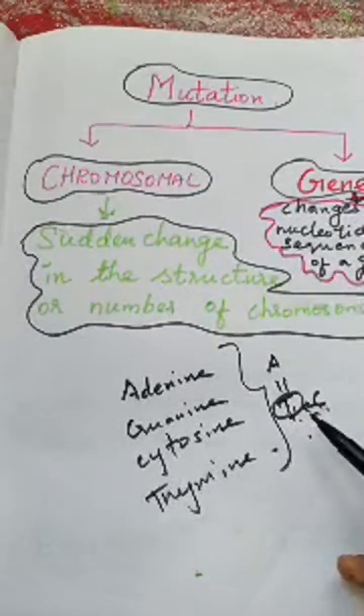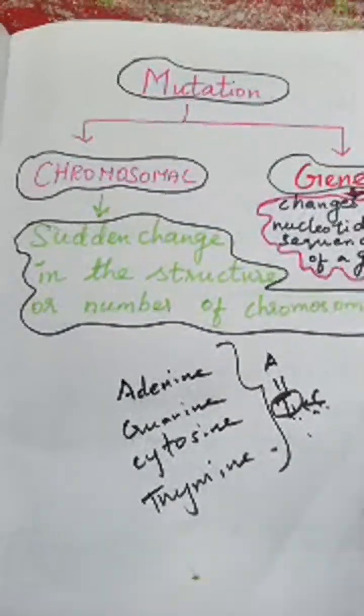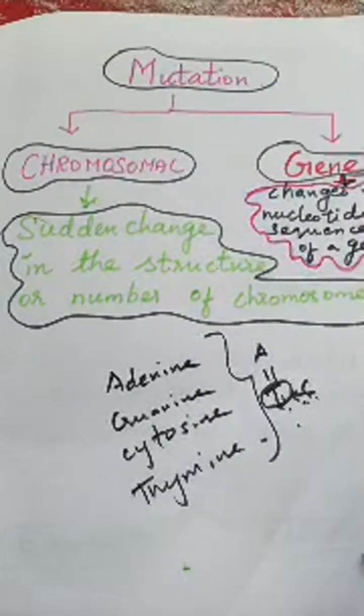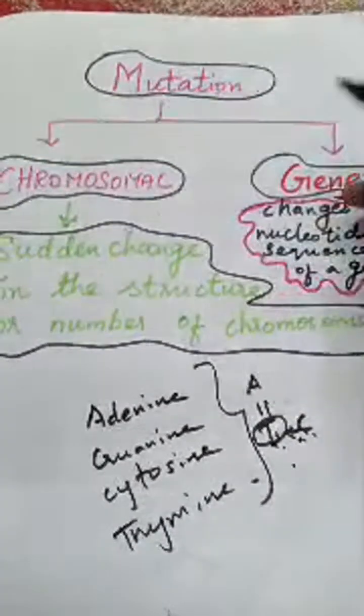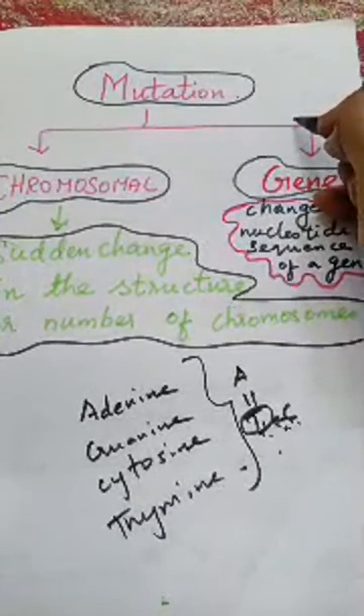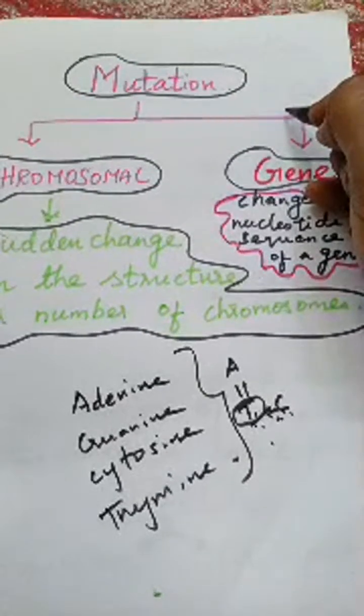So like this, changes will occur in the genetic sequence, in the chromosomal sequence. So that change is known as the mutation. So it is the inheritable change, genetic change, we can say that.